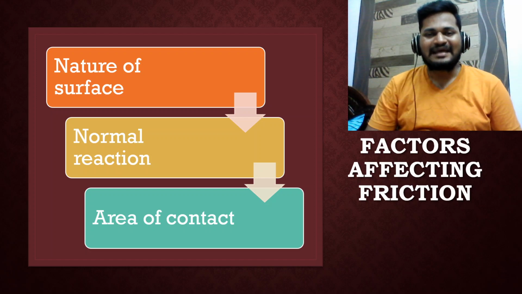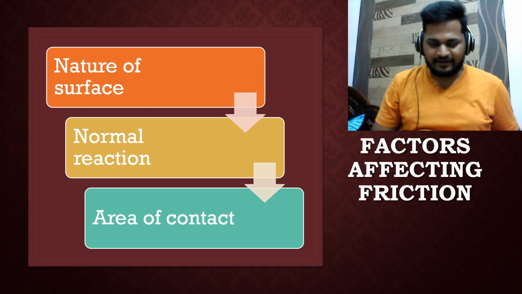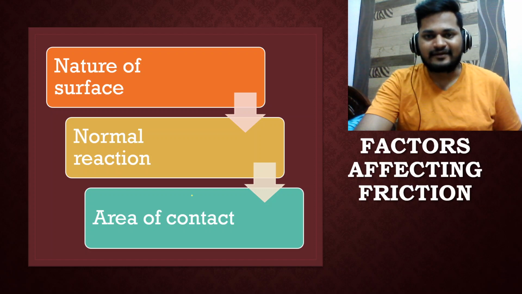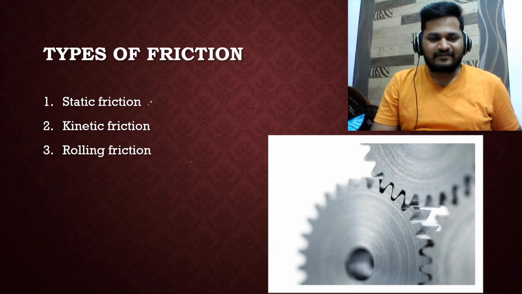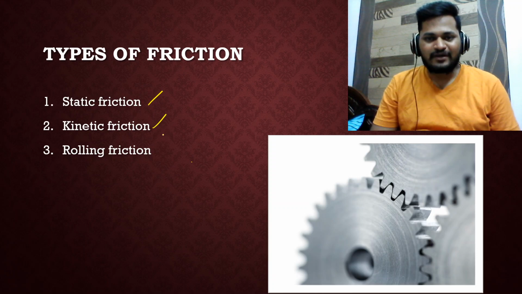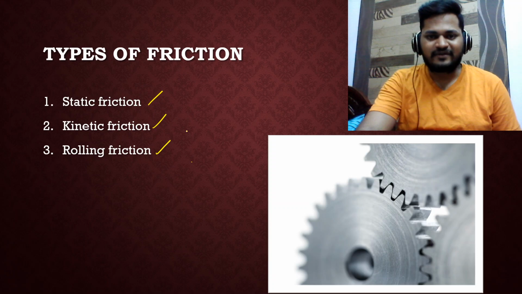So friction is independent of area of contact. Okay, next. So types of friction: static friction, kinetic friction, also called dynamic or sliding friction, then rolling friction. Let us see one by one.